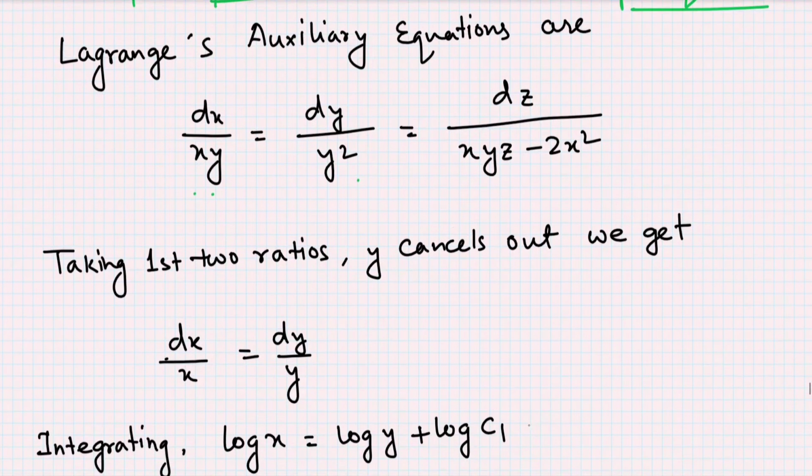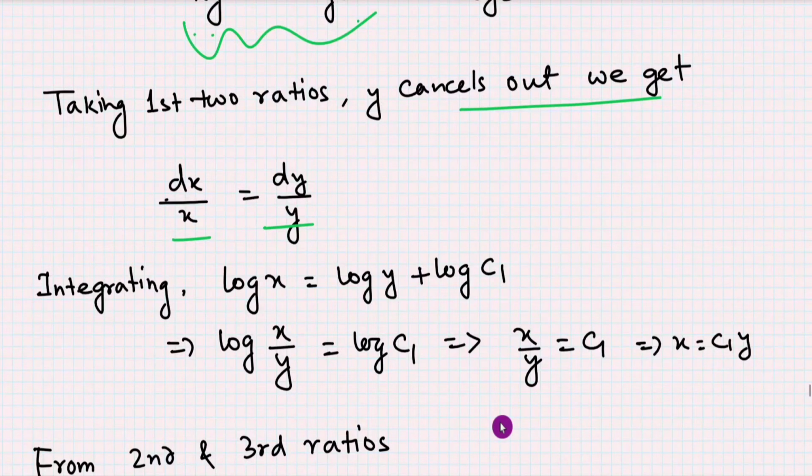Taking the first two ratios, y cancels out and we get dx by x equal to dy by y, and we get log of x by y equal to log c1. This log c1 is the constant of integration, and this gives x by y equal to c1, that means x equals c1 y. So this is the first integral if we take the first two ratios.